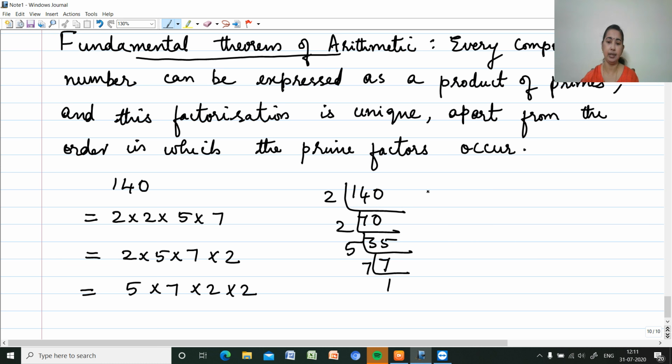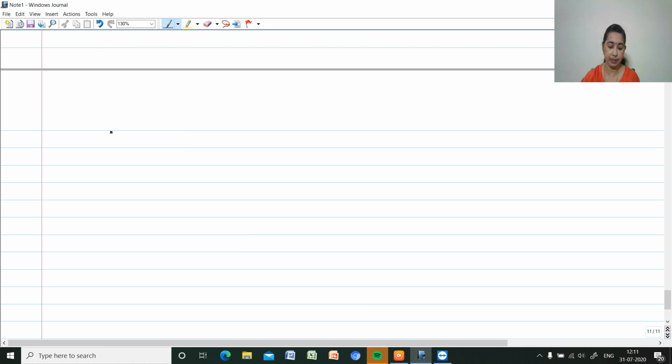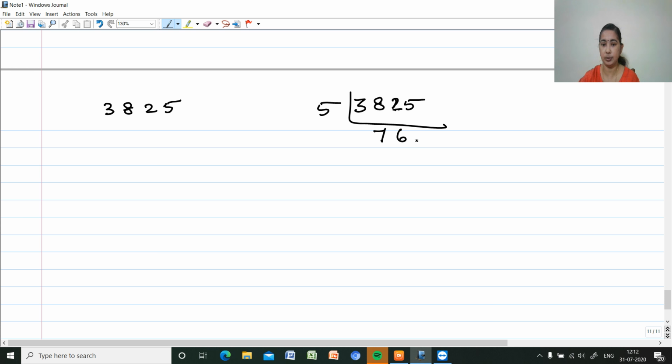Very important result. Then one more question we will try using this. Let it be 3825. So we will factorize 3825 with 5. 5 sevens are 35. Then remaining 3 in 32, 5 sixes are 30, then 25, 5. Again with 5, 5 ones are 5, 25 means 5 fives, again 15, 3.